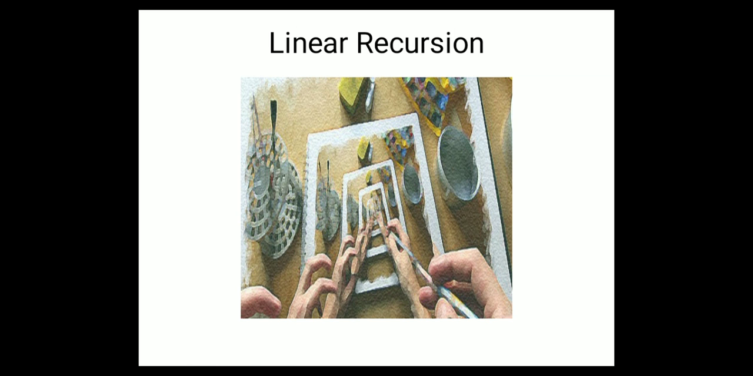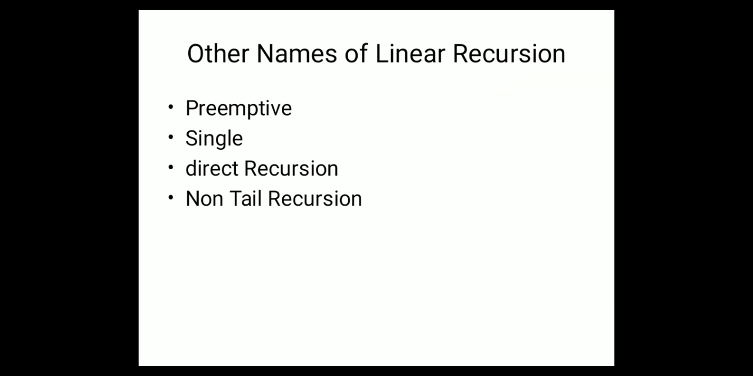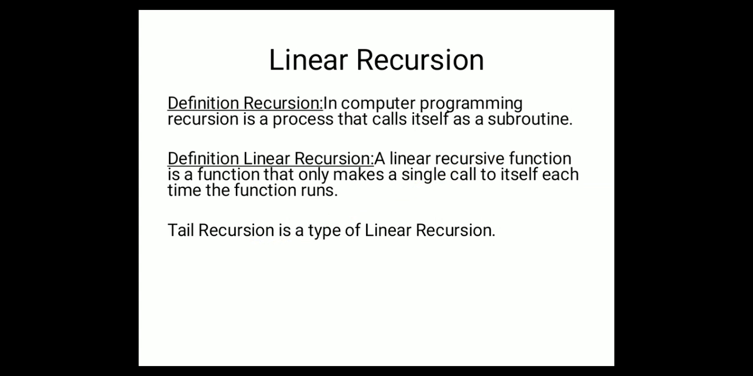Hi friends, let's learn about linear recursion. The other names given to linear recursion are preemptive recursion, single recursion, direct recursion and non-tail recursion. Recursion is a function calling itself, or in computer programming, recursion is a process that calls itself as a subroutine.